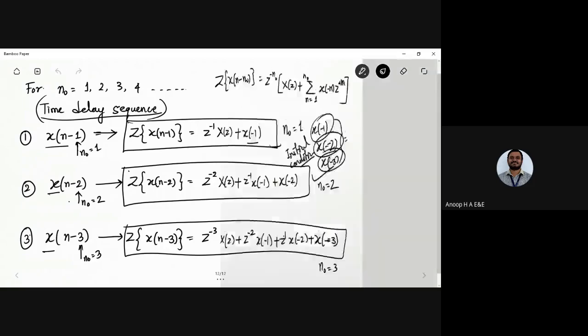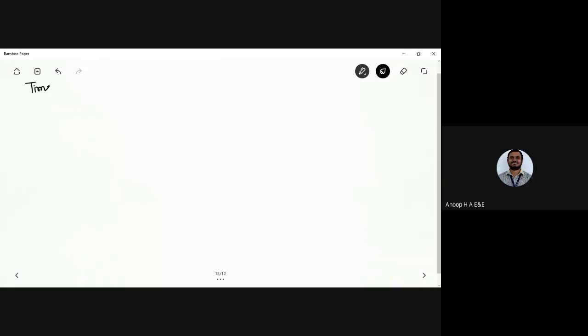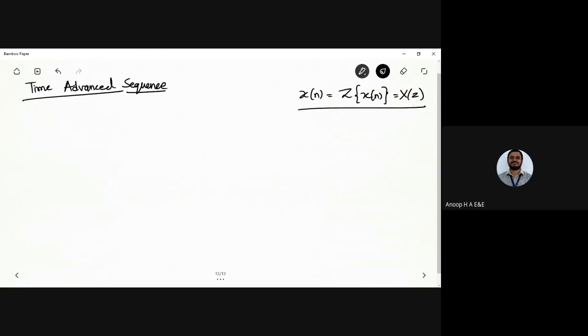So next, what I'll be dealing with is the time advanced sequence. As I already told you, the z transform of x of n would be x of z. So this is how you can write it. Now for a time advanced sequence, I'll be having x of n plus n naught.